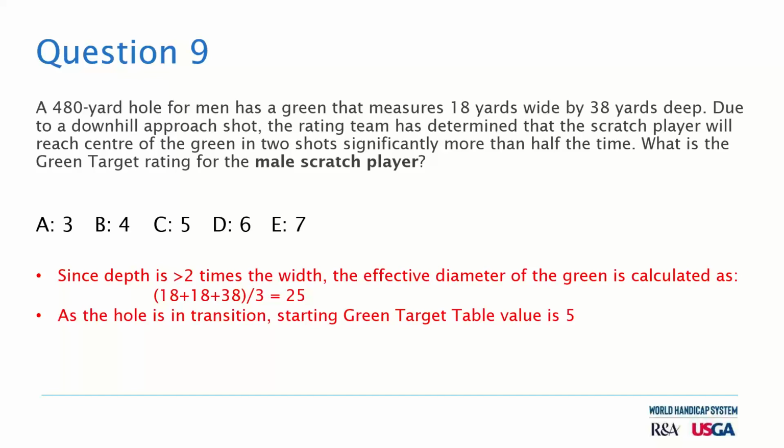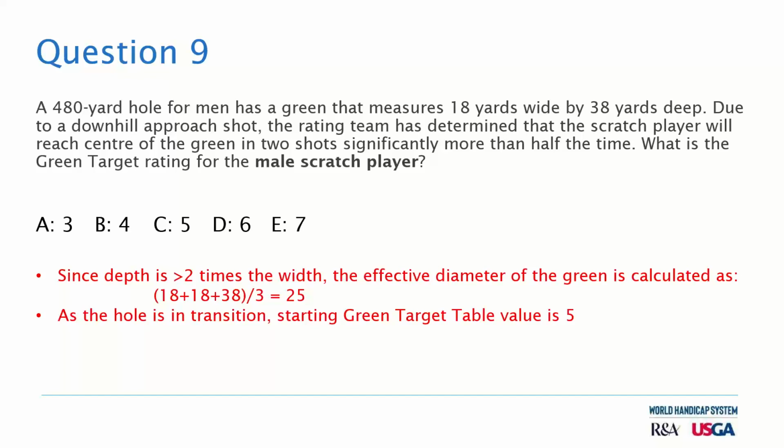As the hole is in transition, as you know, right there for a 480-yard hole, for those of you who have been rating, that's smack dab in the middle of the transition zone for the scratch male player. So as the hole is in transition, the green target table value is 5. And where do we find that? In column 4 right there, which is 22 to 26. All the way at the bottom, where it says 50-50 transition zone rating value, we get the 5.